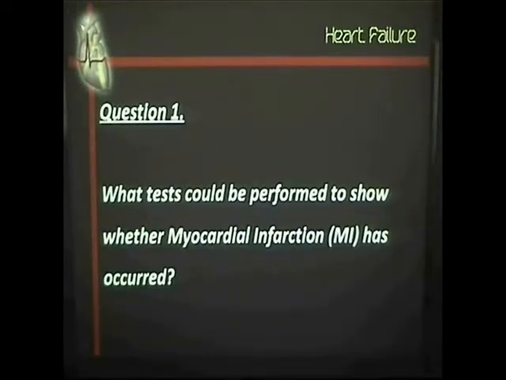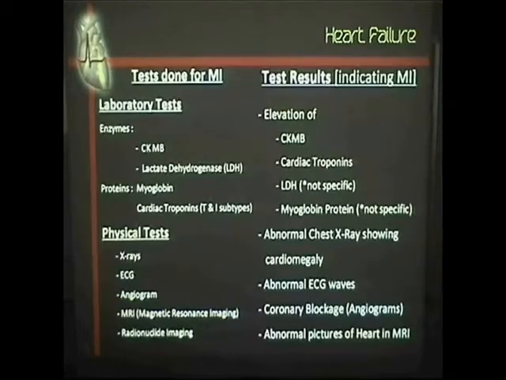Okay, now let's see question 1. What test could be performed to show whether myocardial infarction has occurred? Okay, let's see what is myocardial infarction. Myocardial infarction is an interruption in the blood flow due to the blockage and the rupture of atherosclerotic plaque, which consists mainly of white blood cells and lipids. So it mainly occurs in the coronary arteries, and if it's untreated, it can lead to the death of heart muscle tissues.